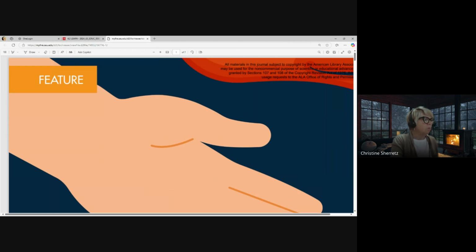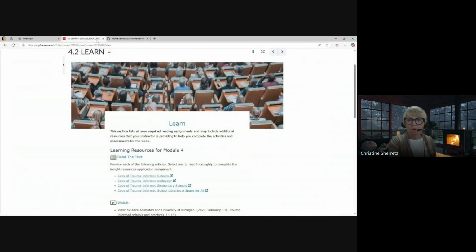The reason I'm going over these articles is that one of your assignments, besides the discussion board, is to pick one of these four articles and write a paper. It's going to be about 3-4 pages, called an IRA, which stands for Insights, Resources, and Application. You need to read all four, but pick one to write the paper on. You're going to write about 3 insights that you had.